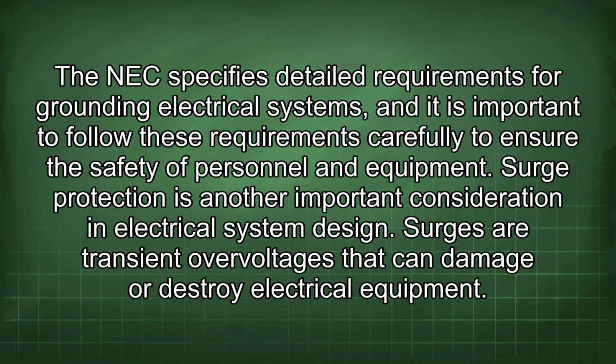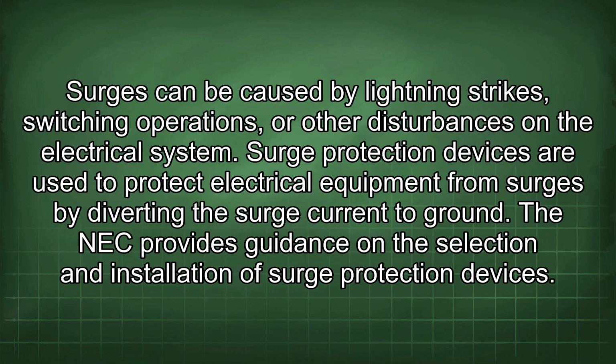Surge protection is another important consideration in electrical system design. Surges are transient overvoltages that can damage or destroy electrical equipment. Surges can be caused by lightning strikes, switching operations, or other disturbances on the electrical system. Surge protection devices are used to protect electrical equipment from surges by diverting the surge current to ground. The NEC provides guidance on the selection and installation of surge protection devices.